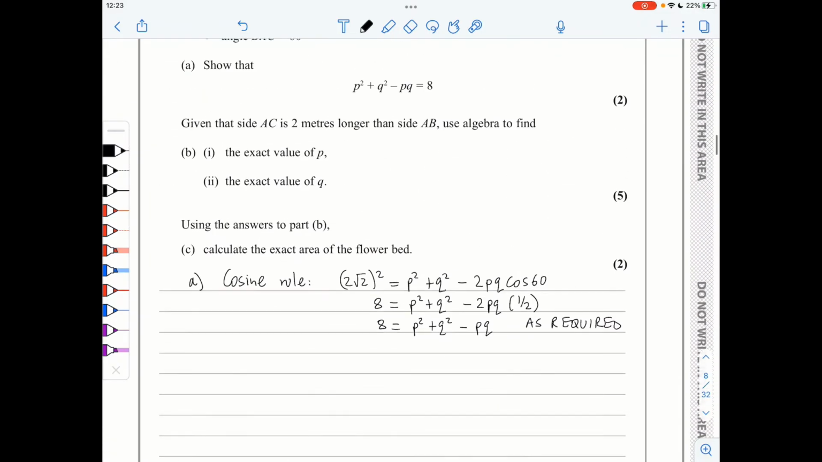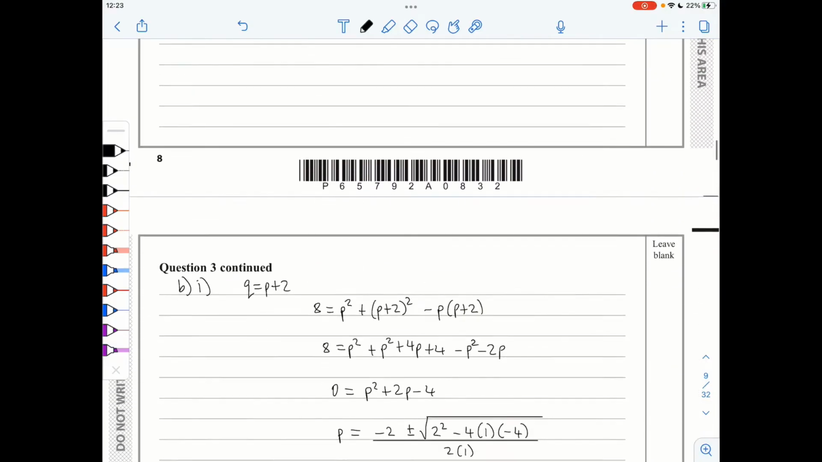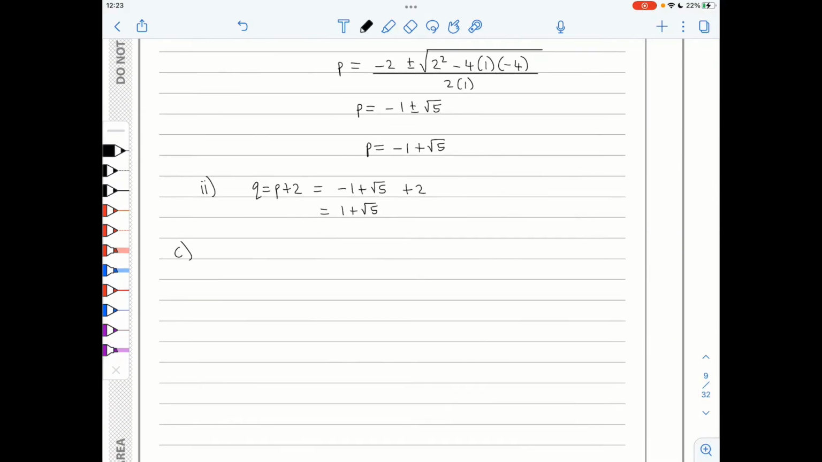And then part C, using the answers here, calculate the exact area of the flower bed. Well, we know a formula that says that the area is given by a half ab sine C. So it's going to be a half times P times Q times sine of 60. So P, we found this to be minus 1 plus root 5. Q, we found it to be 1 plus root 5. Sine 60 is root 3 over 2.